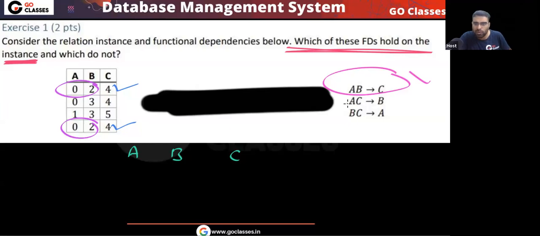What about AC determining B? What about this?